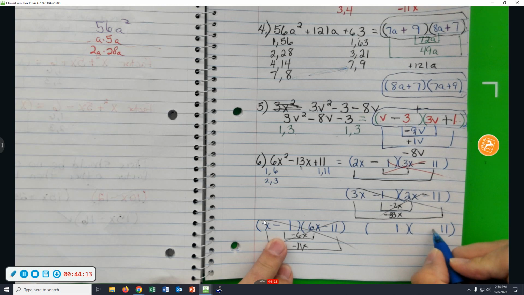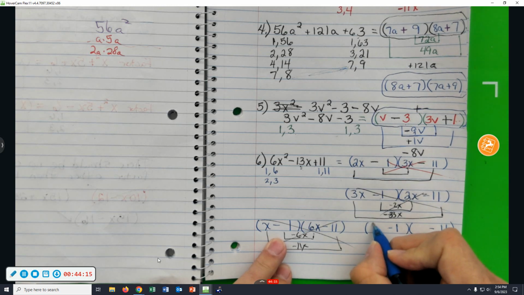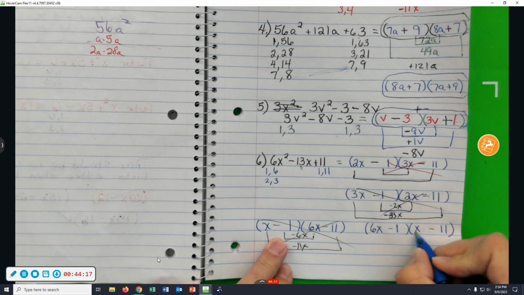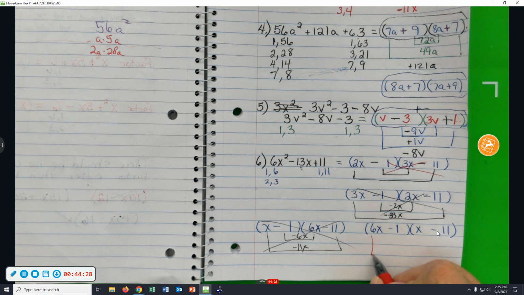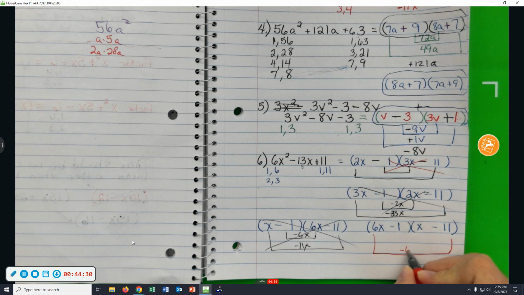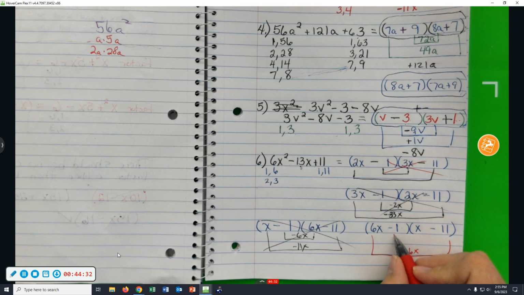The 1x and the 6x. So put a 6x here and I can already tell that's going to be even worse. Is that going to give me a negative 13x? That's 6x times that negative 11, that's a negative 66. We're getting much further away from negative 13x.